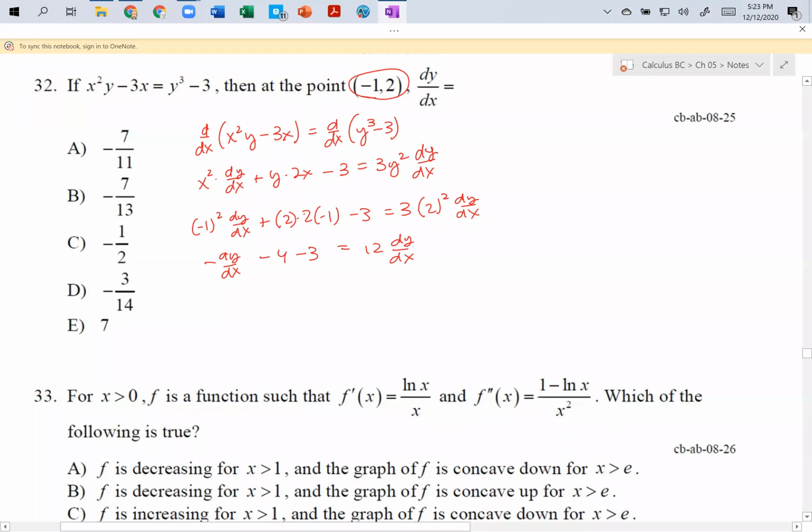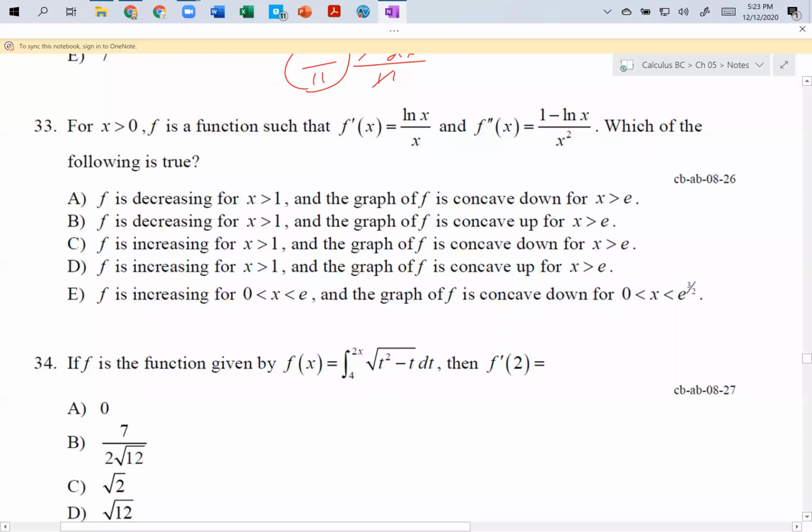Oh, I'm sorry, this is negative 1 squared, that's a positive. Let's subtract dy/dx from both sides. So I get negative 7 is equal to 11 dy/dx. So let's divide by 11. And so we get negative 7/11. So the answer is A.